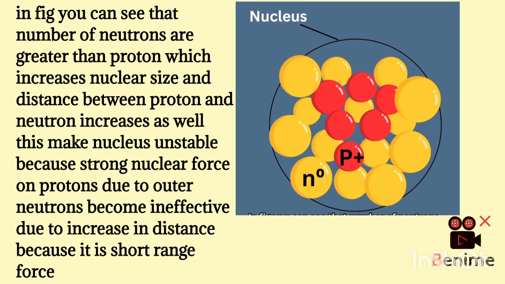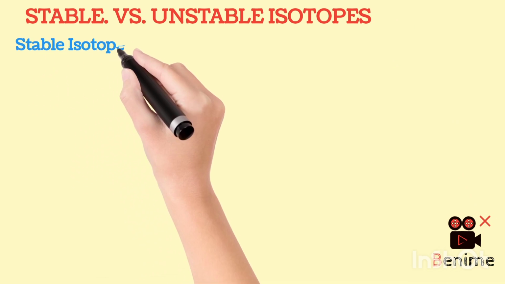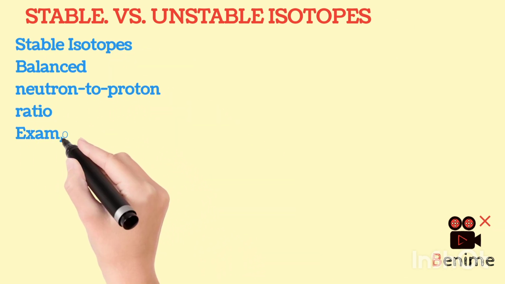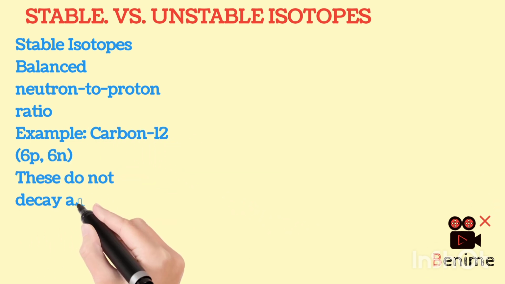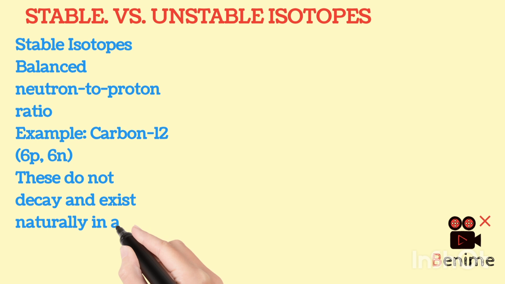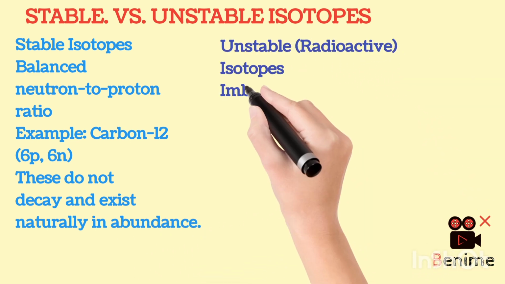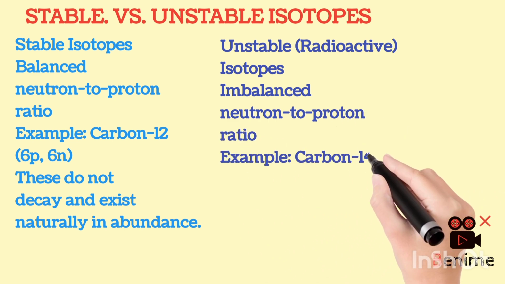If we compare stable and unstable isotopes, we see that in stable isotopes the proton to neutron ratio is balanced. For example, the isotope of carbon which has atomic number 6 and mass number 12, which means 6 protons and 6 neutrons. This is a perfectly balanced proton to neutron ratio, and that's why carbon-12 is highly stable.